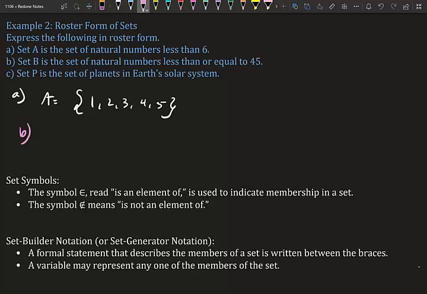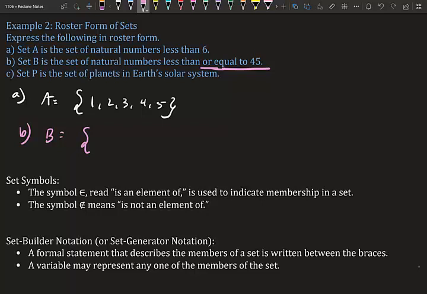Alright, so set B is the set of natural numbers less than or equal to 45. So we're saying B is the set of all the natural numbers less than or equal to 45. That means every counting number from 1 all the way to 45. For A, that's less than 6, that's why we don't include 6. But for B, it says less than or equal to. That means we include 45.